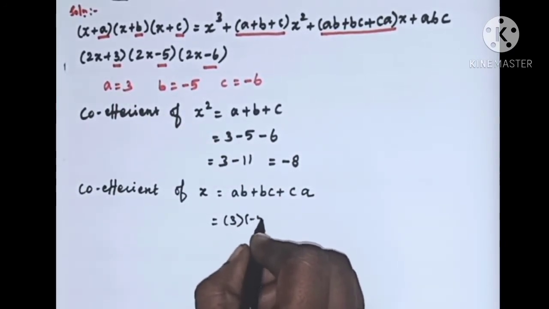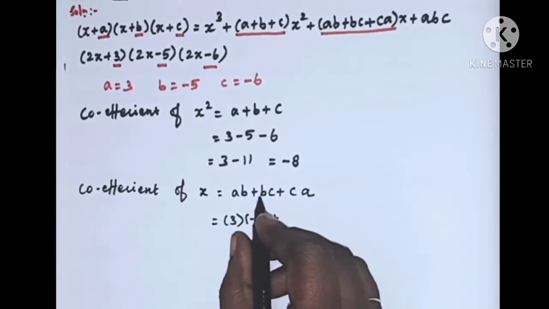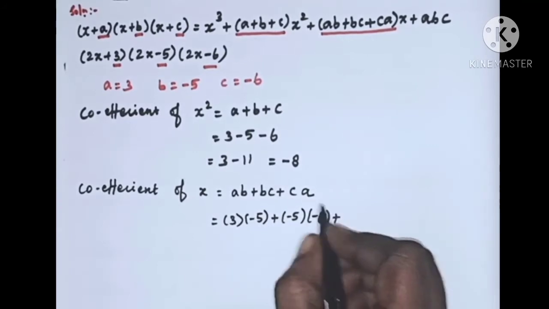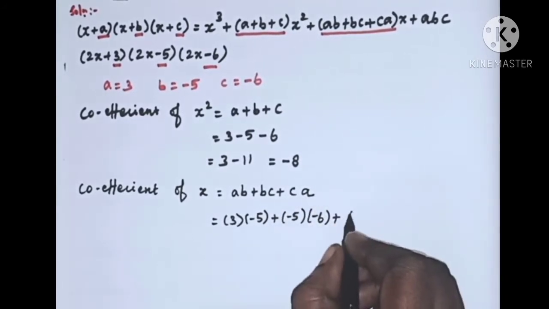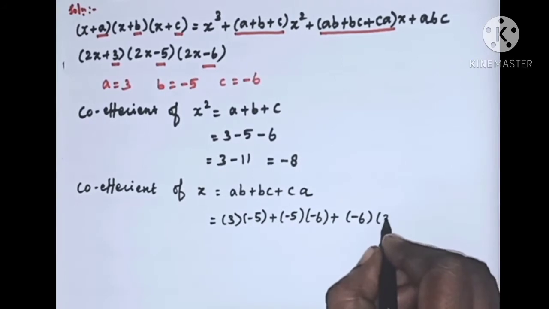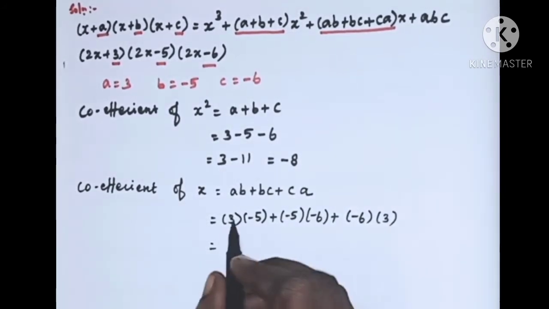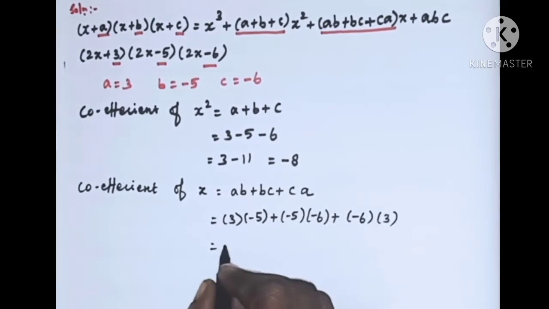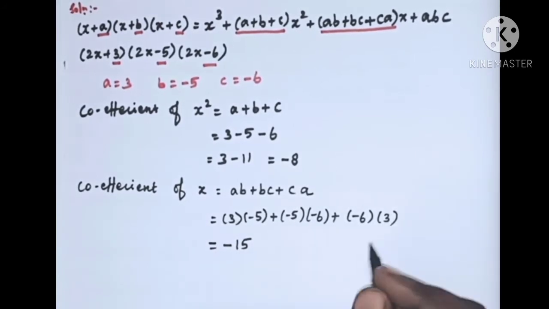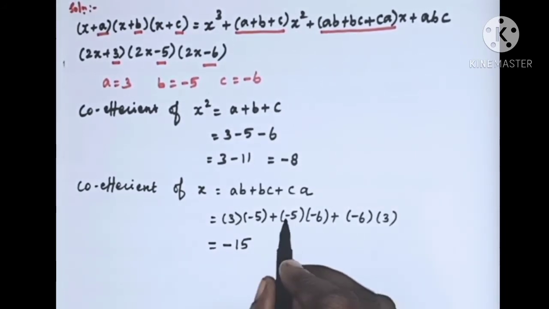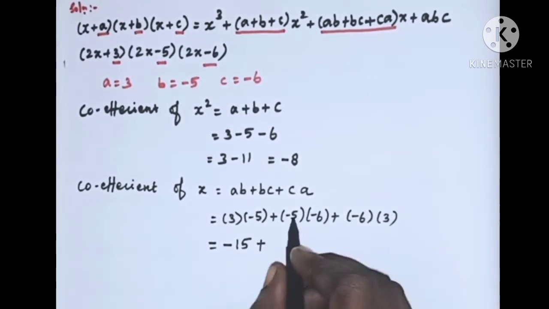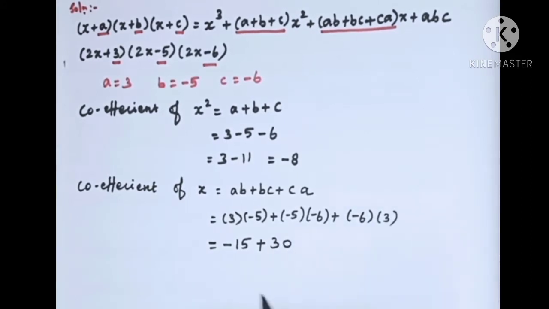3 into minus 5 plus bc. b is minus 5 and c is minus 6 plus ca. The value of c is minus 6 and a is 3. Now multiply these two numbers. So plus into minus, minus. 3 5s are 15. Minus 15. Next here 2 minus symbols we have. So minus into minus, plus. So put plus sign. 5 6s are 30.